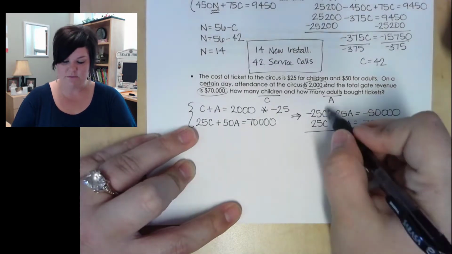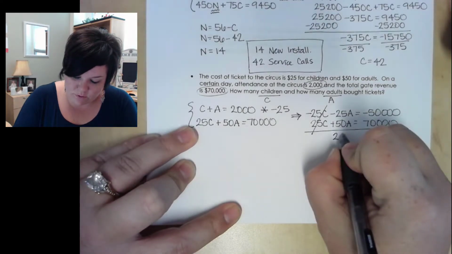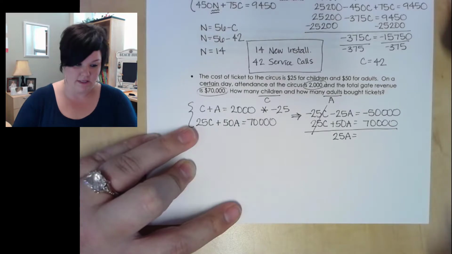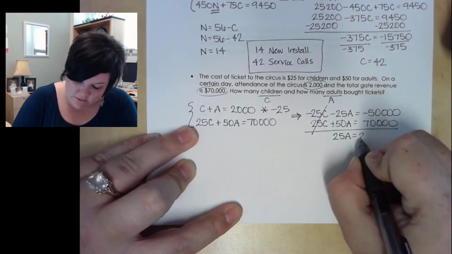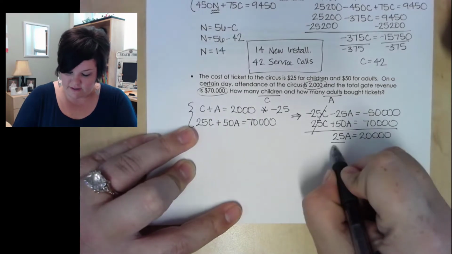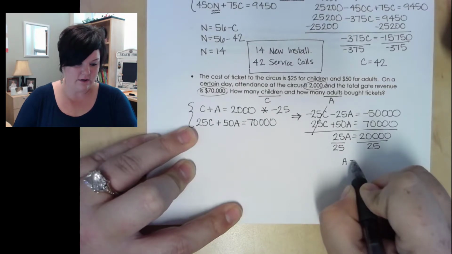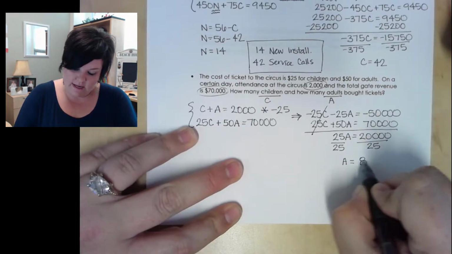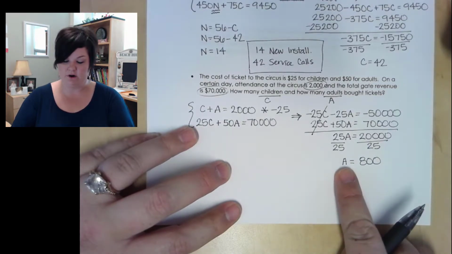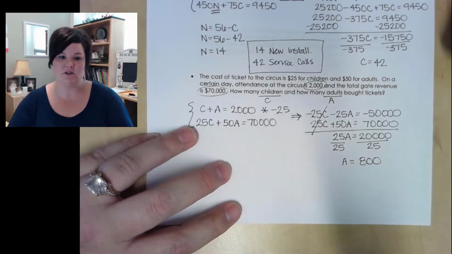So notice my c terms do cancel. Negative 25 and 50 leaves me with a positive 25a, and negative 50,000 and positive 70,000 leave me with a positive 20,000, right? And then to get a by itself, I just divide off that 25. So I end up with a is equal to an even 800. So remember, in terms of my problem, a is representing the number of adults. So I had 800 adults attend the circus.